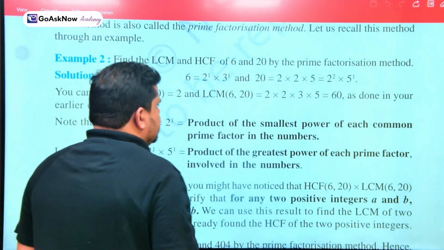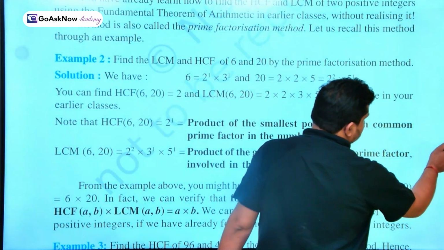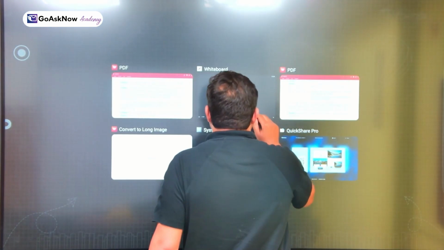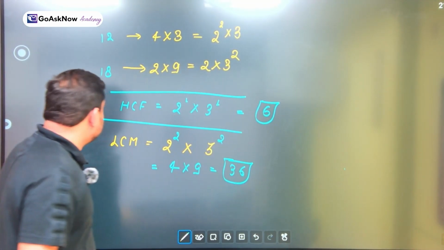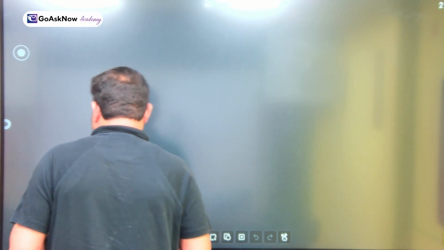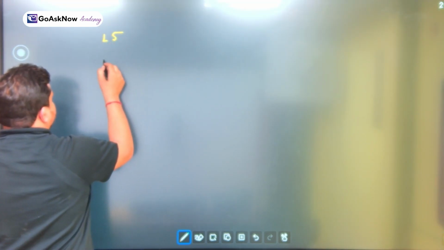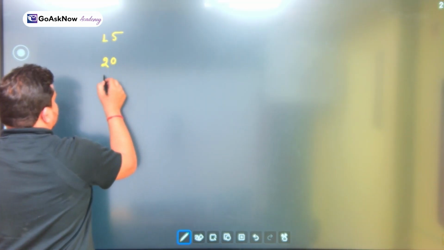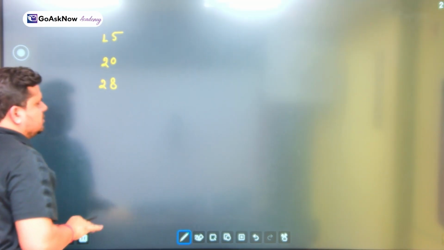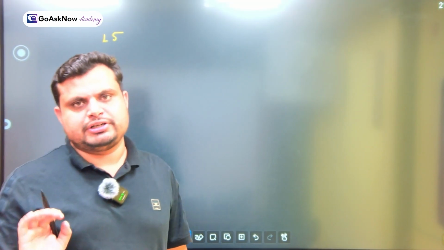Okay, now let us discuss one example for three numbers as well, as some students might get confused. So let us discuss for three numbers, as after that you can follow it for any numbers you want. Okay, so now let us take three numbers, any numbers. Suppose we have one number 15, one number 20, and one number 28. These three numbers are arbitrary; you can pick numbers of your choice.